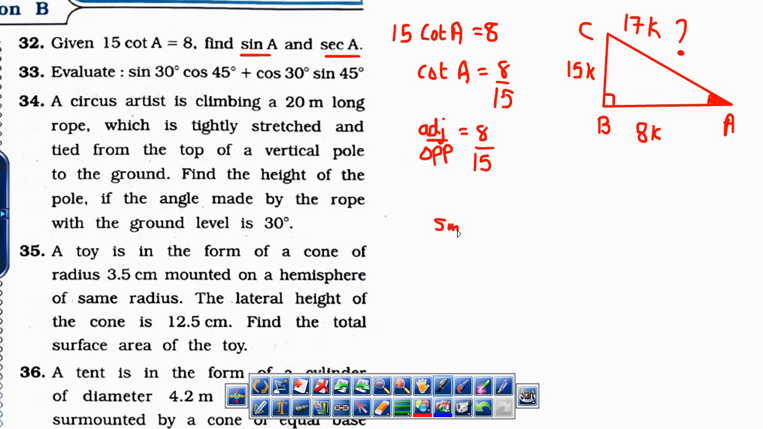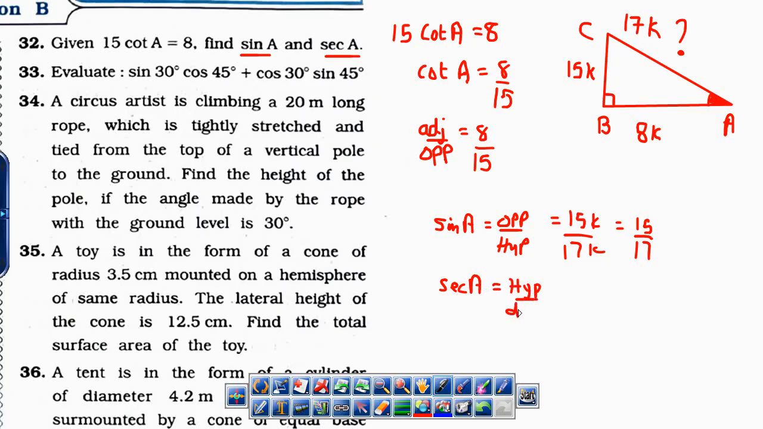Therefore, sine A is equal to SOH, opposite upon hypo, is equal to 15k upon 17k. Final answer 15 upon 17. And sec A, sec means the reciprocal of cos, so sec means hypo upon adjacent, 17k upon 8k. 17 upon 8 is the final answer.